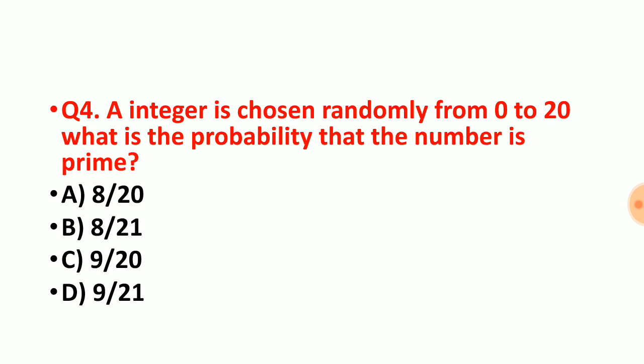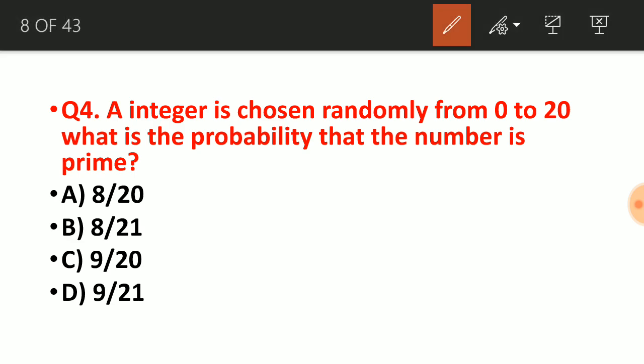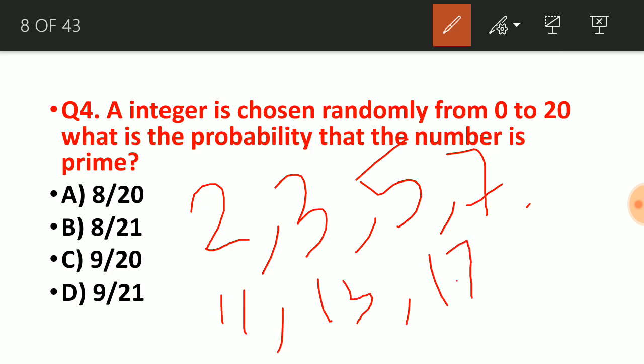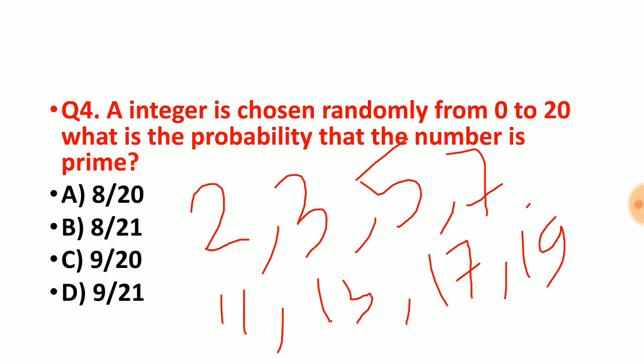Now question number 4. An integer is chosen randomly from 0 to 20. What is the probability that the number is prime? We know that the prime numbers from 0 to 20 are 2, 3, 5, 7, 11, 13, 17 and 19. So there are altogether 8 terms, and from 0 to 20 there are total 21 numbers. So 8 by 21 is the answer for question number 4.